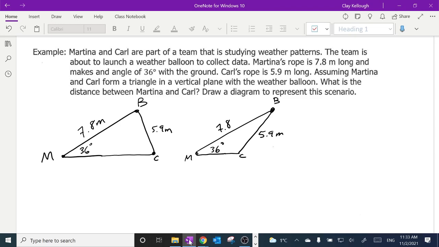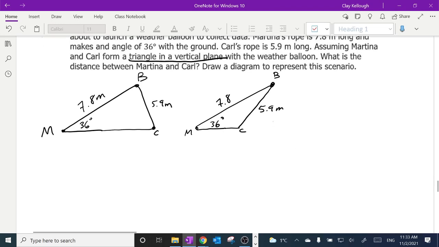So there's two answers. It doesn't say, right? It's not about what this question says, it's about what it doesn't say. It doesn't say that they are on opposite sides of the balloon. It just says that the angle between them, the balloon, and each other makes a triangle in the vertical plane. That's it. So we got to solve them both.